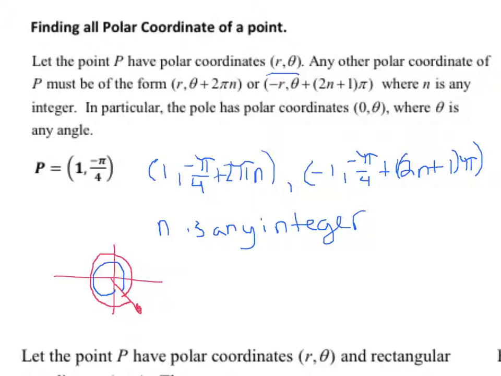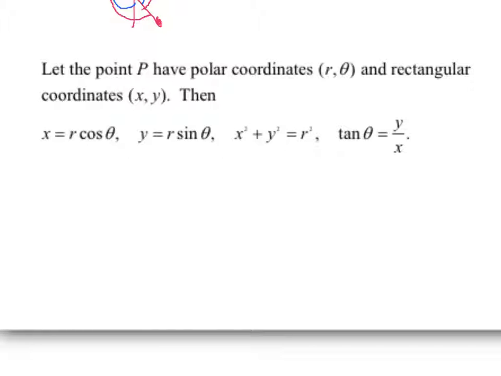Let's look at the next. Let P have polar coordinates r, theta and rectangular coordinates x comma y. Then x is equal to r cosine theta, y is equal to r sine theta, x squared plus y squared equals r squared, and tangent theta is y divided by x. These are things we need to know. Okay? So let's see how we would apply these now.